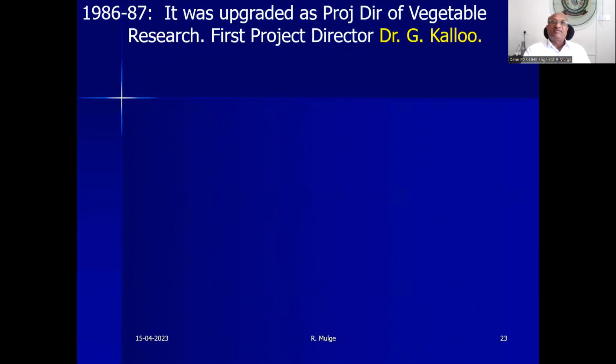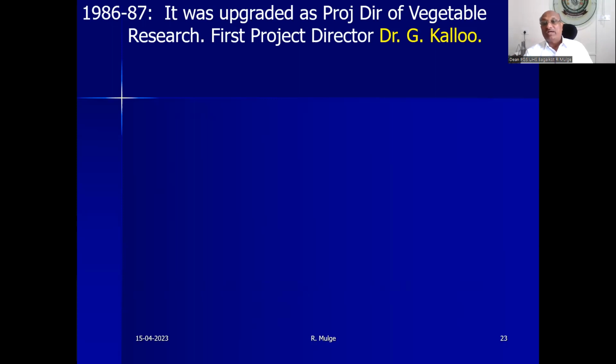So in 1986-87, it was upgraded as the project directorate, right? Only the project coordinator was there, AICVIP only was there. But in 1986-87, it was upgraded as Project Directorate of Vegetables Research, and the first project director was G. Kalloo, right? Vishnu Sarup was the first coordinator, but for the project directorate, so in addition to just testing, some amount of research work was also being done as a project director.